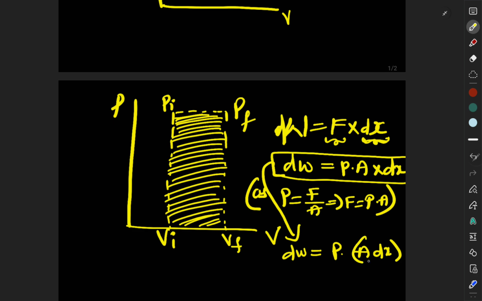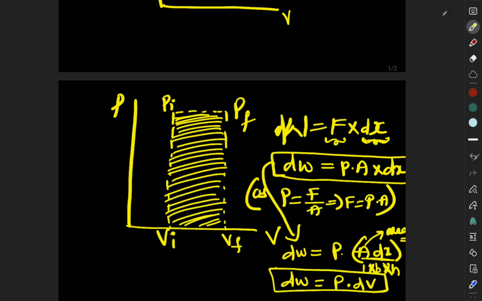What is A dx? A is the area. Area means length into breadth, and let this dx be some height. So A dx becomes length into breadth into height. So how can we write it? Length into breadth into height is nothing but volume. So we can take it as change in the volume. So dW is equal to P dV, right? dW is equal to P dV.